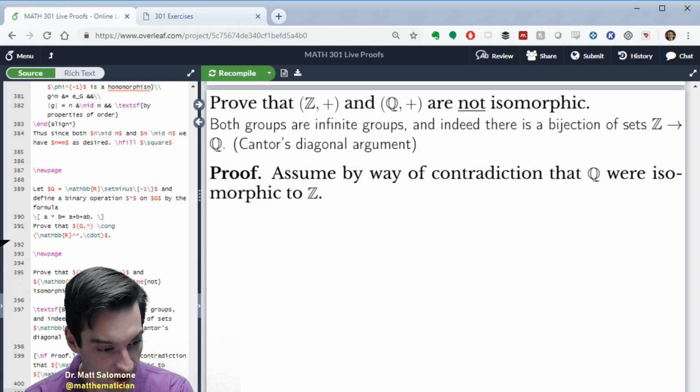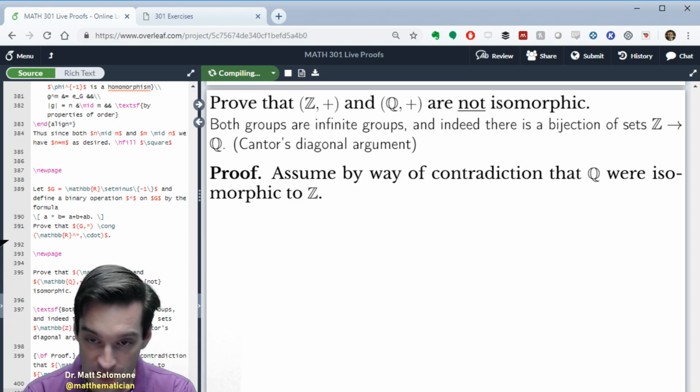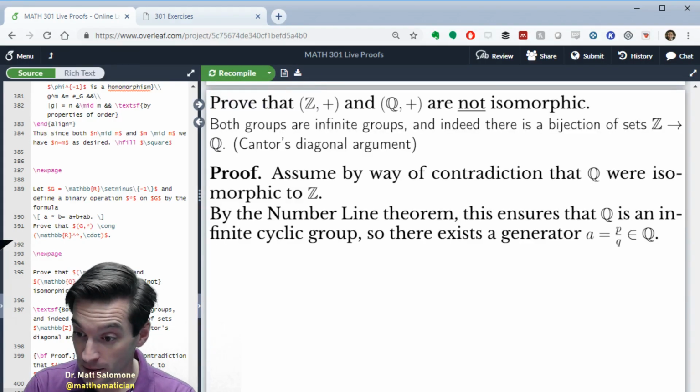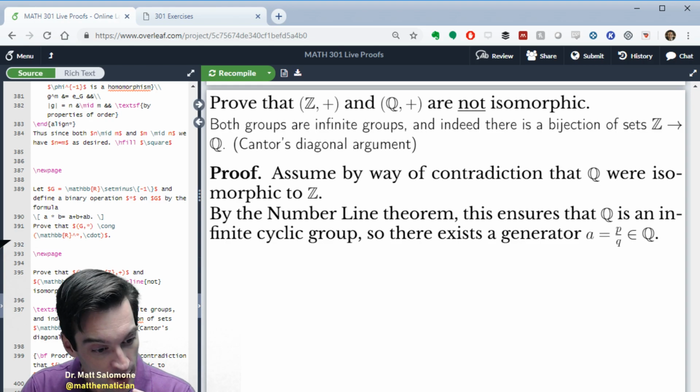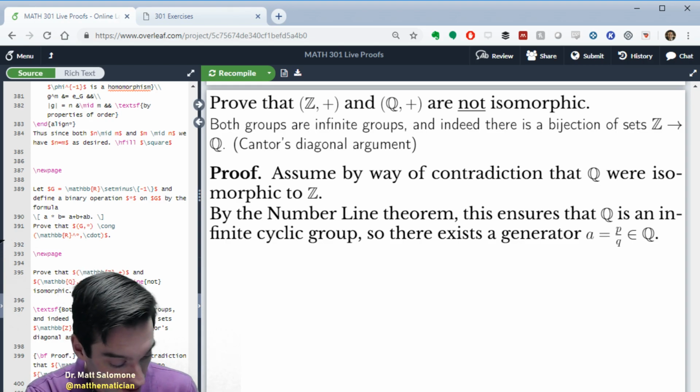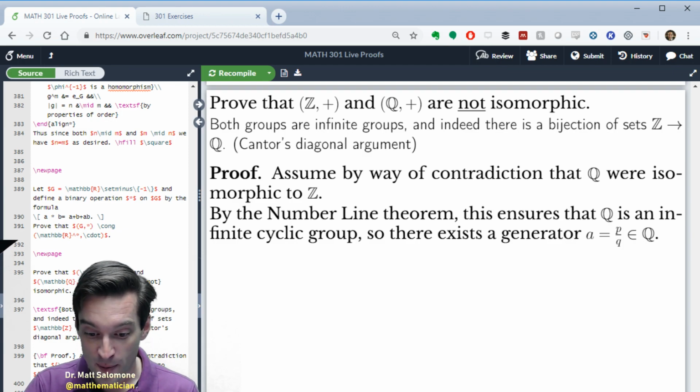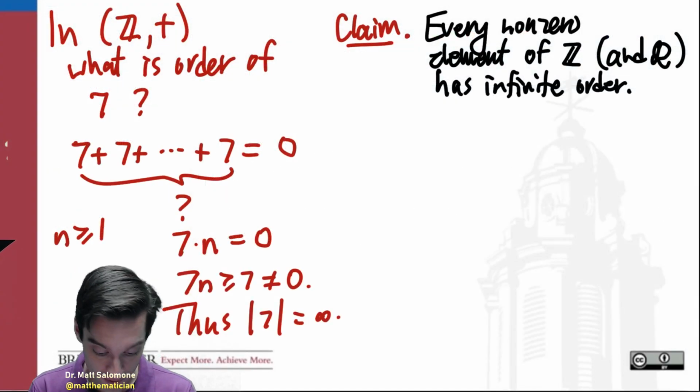So there exists a generator, and let me call that generator P over Q. After all, the elements here are fractions, they're rational numbers. So I'm going to call that generator the fraction P over Q as a rational number. So how are we going to show that this is absurd? We need to arrive at a contradiction. Let's go back to our scratch pad for a moment.